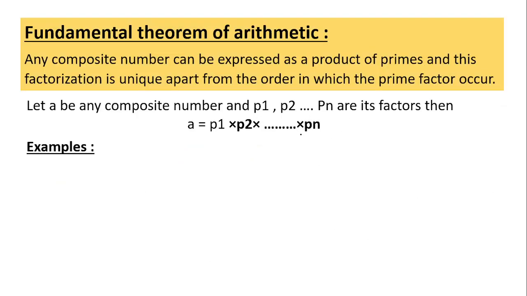So let us know what the fundamental theorem of arithmetic is. It says that any composite number can be expressed as a product of primes, and this factorization is unique apart from the order in which the prime factors occur. We will understand this with examples.